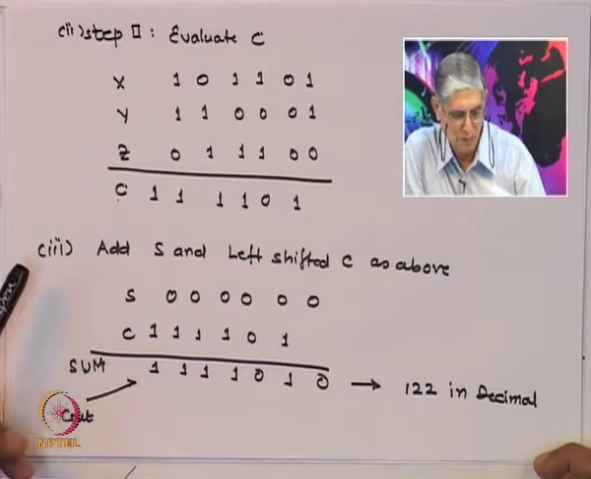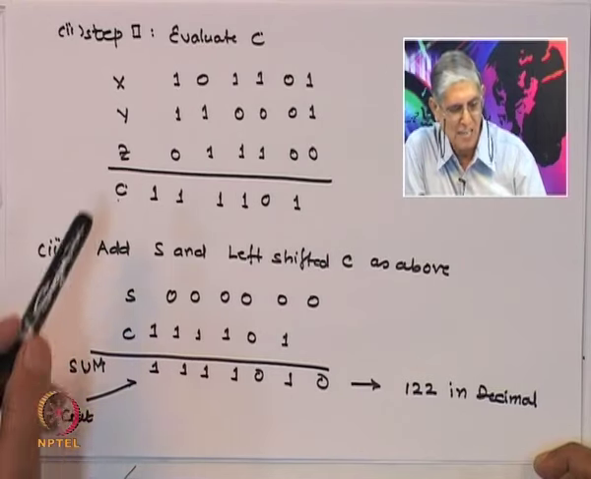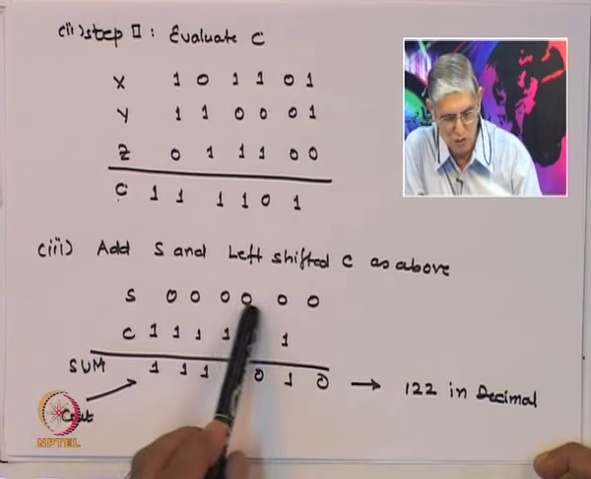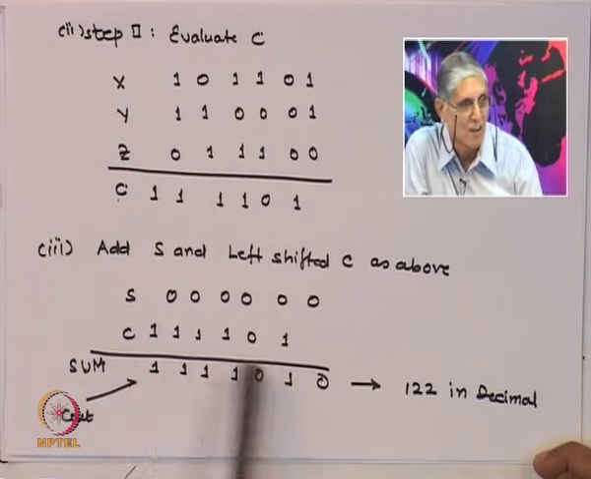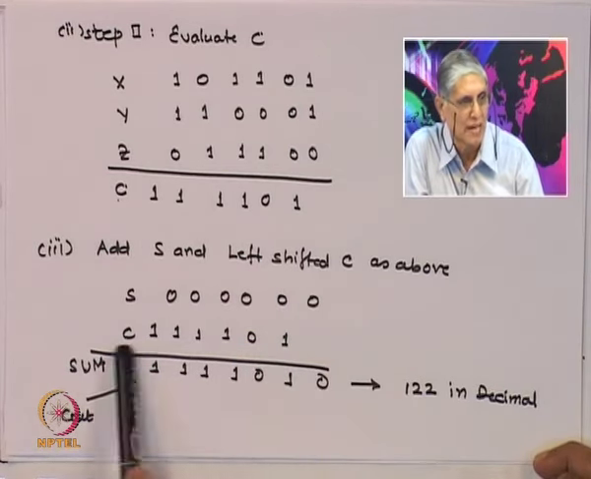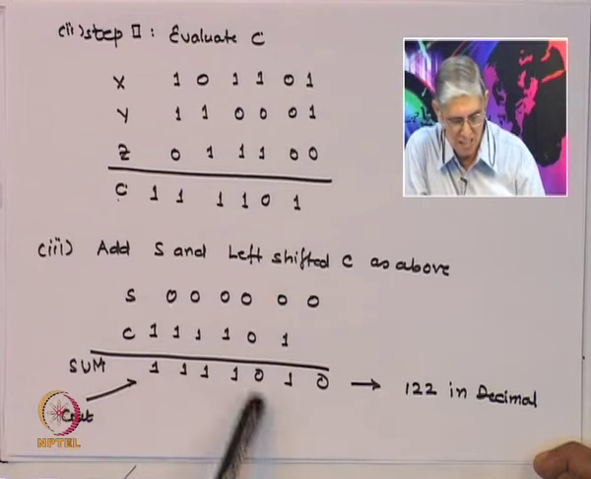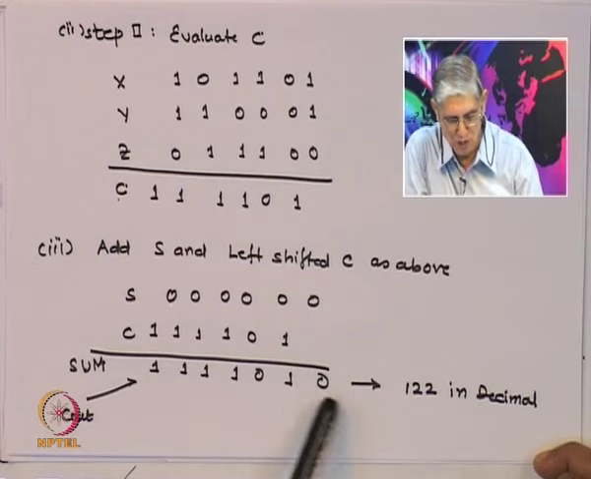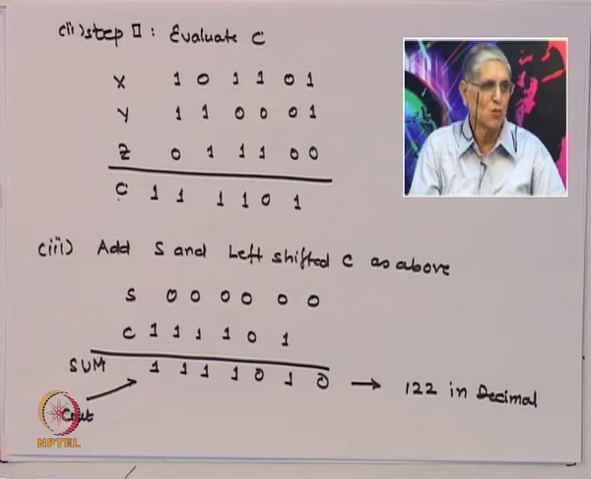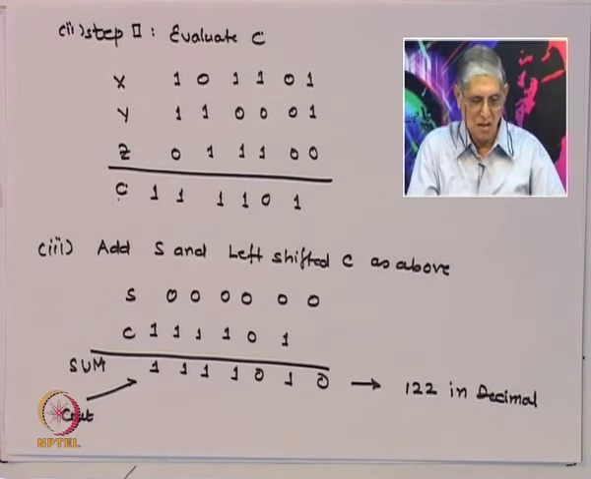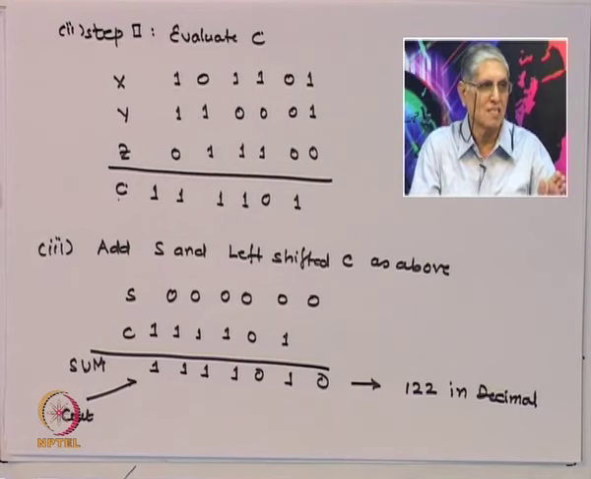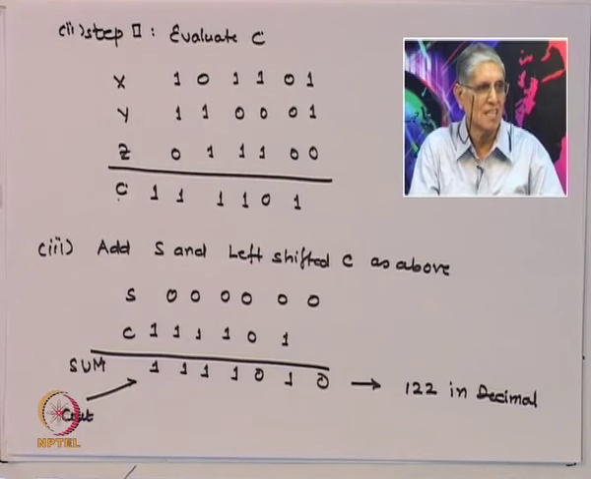Now, my next third step was to add S and C. So, 0 0 0 0, and please remember I have already shifted 1. So, keep that as it is. Add this, you get 1111010, which is 122 in decimal. So, the operation which I did, please remember, I have done two operations: generating C and S, and a final addition to get my final sum and output carry.